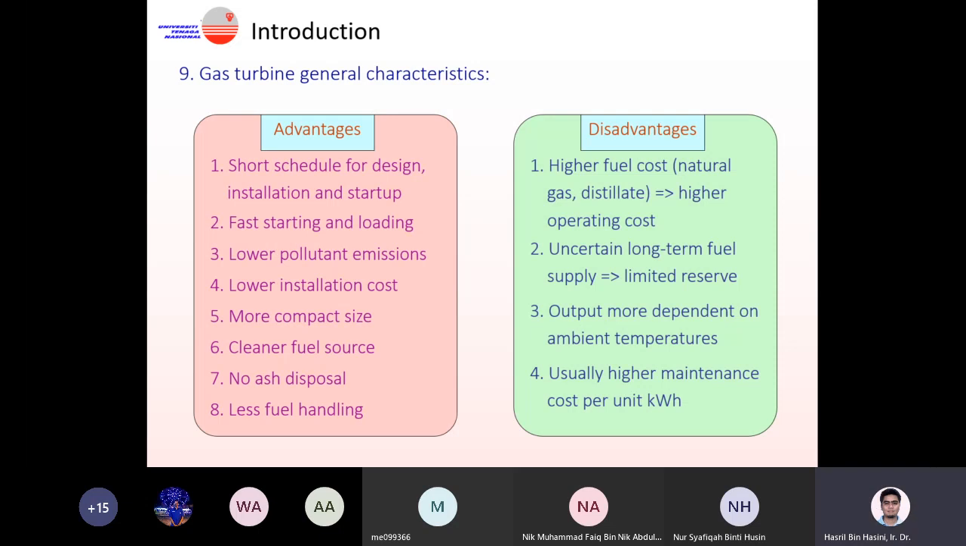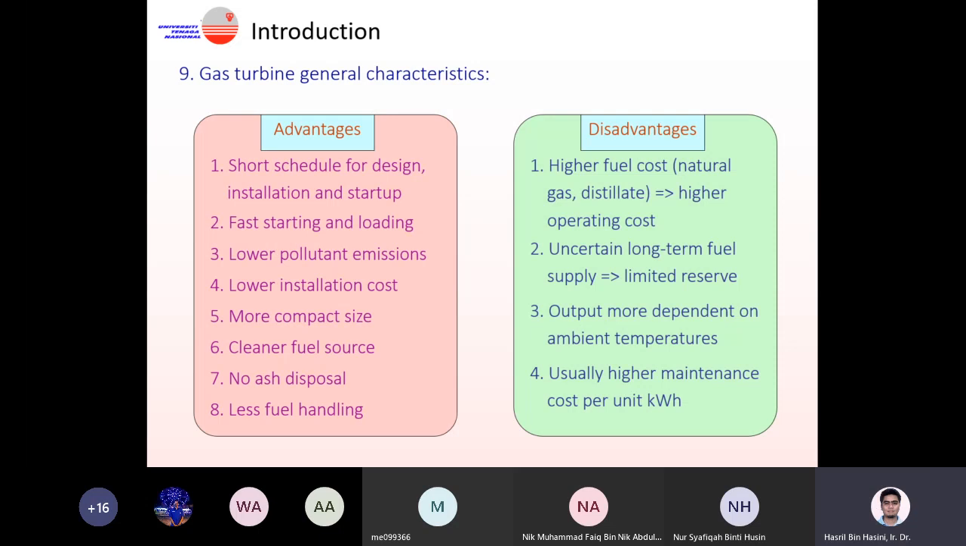Okay, you compare the fuel used in the gas turbine, we use natural gas. You compare a typical steam turbine operation, maybe they are using coal. Okay, of course, the gas turbine doesn't produce that much pollutant as compared to the steam turbine. That's why they say it is lower pollutant emission.